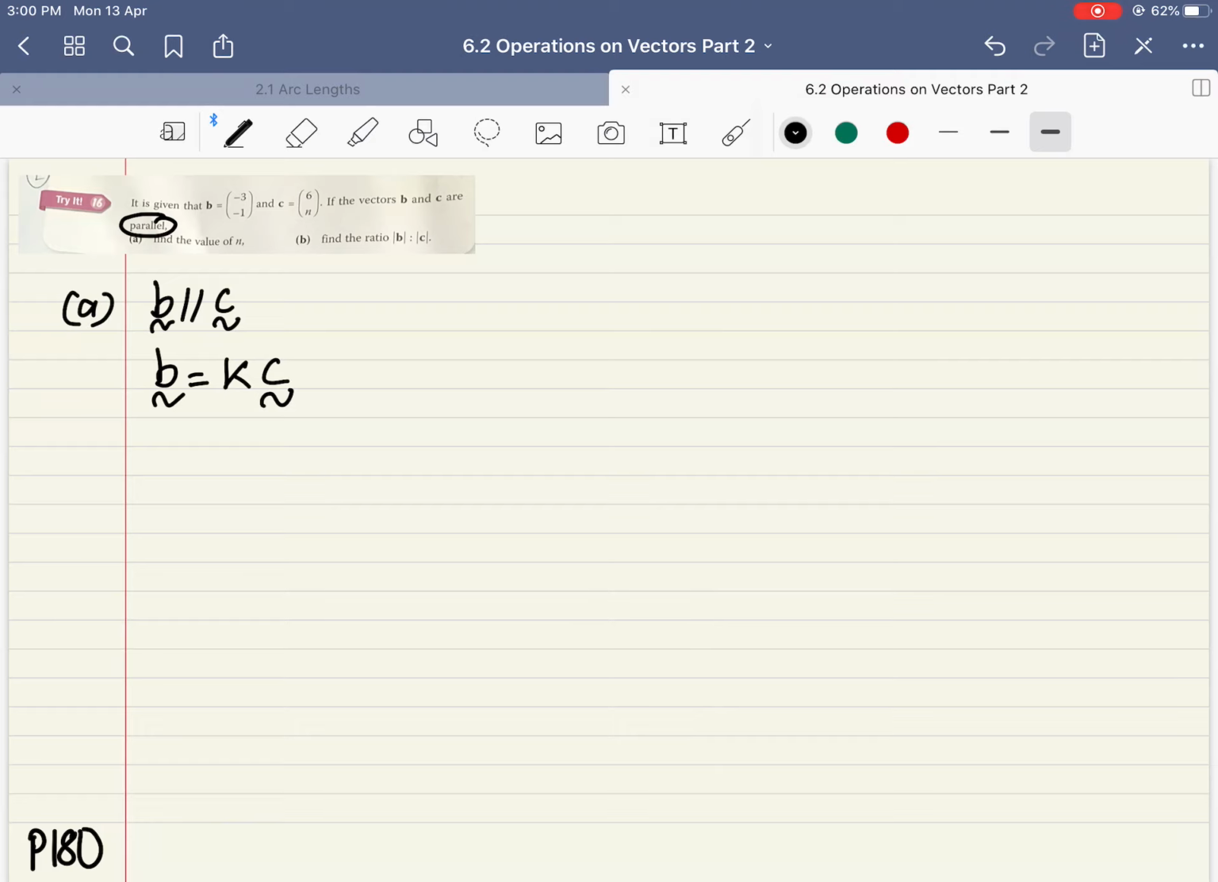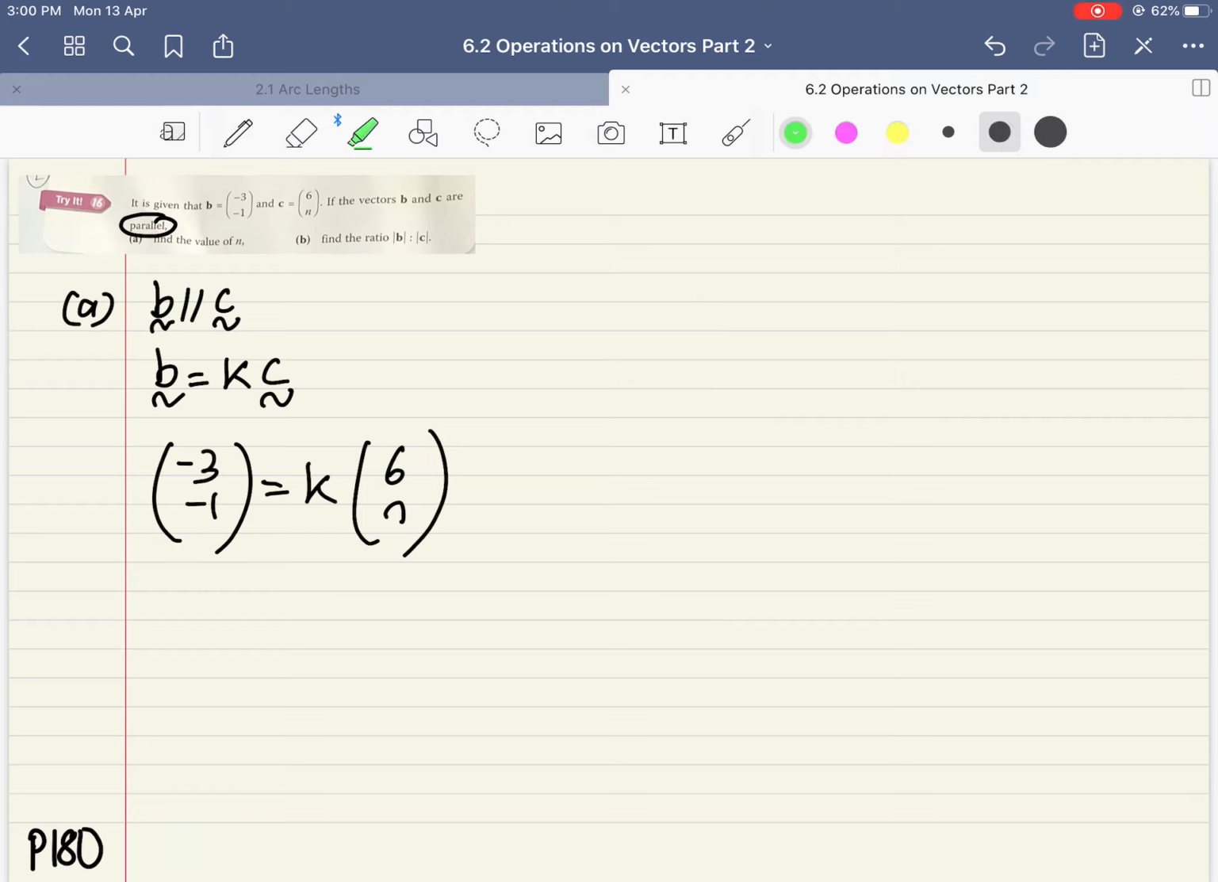So back to the question, part A. I know that B is k times C. If I set it up, negative 3, negative 1 is k times 6 and n. I will use a highlighter. Negative 3 is related to the k and the 6. So I'll say that 6k equals negative 3. My k value will be equal to negative half.